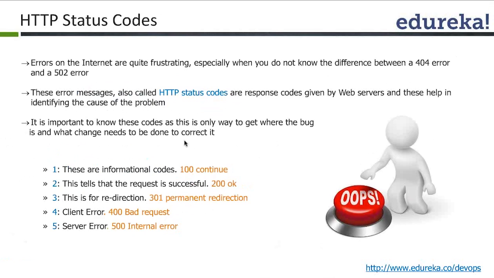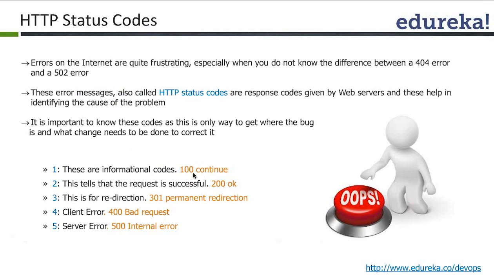Errors on the internet are quite frustrating, especially when you do not know the difference between them. These errors are called HTTP status codes. They are response codes given by the web server, and they help in identifying the cause of the problem. So it's important to know these codes, and it helps you to debug.